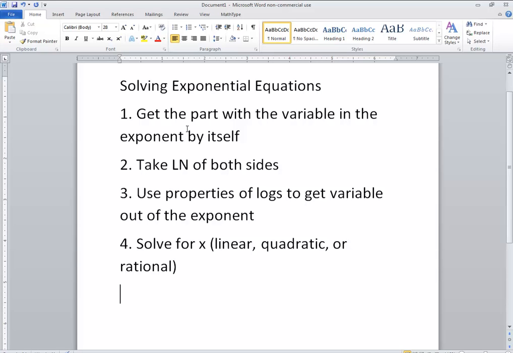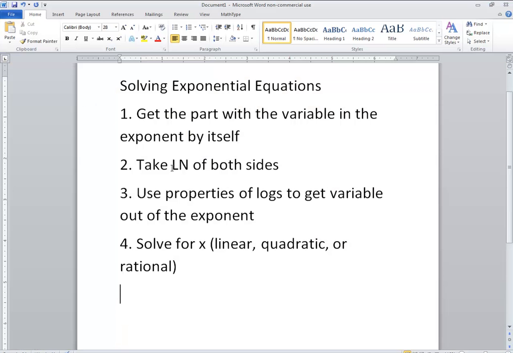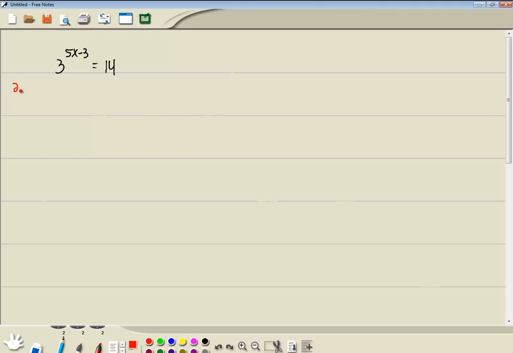Okay, step 1. Get the part with the variable and the exponent by itself. Well, this is the part with the variable and the exponent. What we mean by itself is nothing in front of it, nothing after it. We just got 3 to a power. That's done. Step 2. Take natural log of both sides. So ln, natural log of 3 to the 5x minus 3 is equal to natural log of 14.